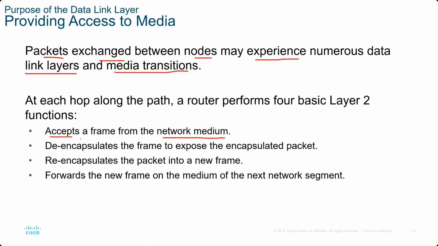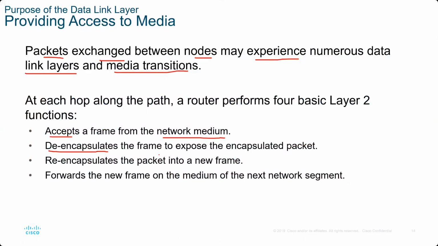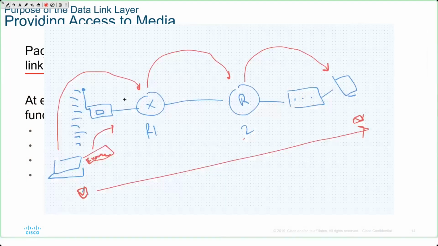So every time a router accepts a frame, because we always send a frame, it will have to de-encapsulate the frame to expose the encapsulated packet. So whenever a frame is received on a router, it will have to de-encapsulate. Remember now, what is de-encapsulation? When you receive a frame, it is layer 2 information. On top of it, it has layer 3 information. So every time a router receives it, it will read this information and then de-encapsulate it. It removes this entire frame header to expose what is inside layer 3 so that it can read the source and destination IP addresses.